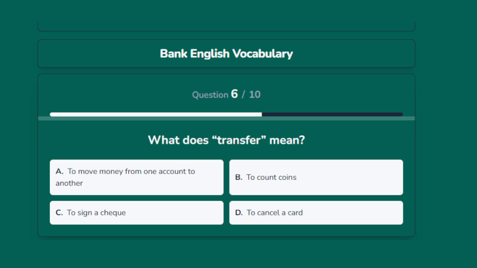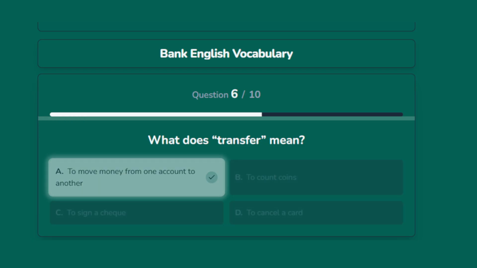What does transfer mean? Options are A. To move money from one account to another, B. To count coins, C. To sign a check, D. To cancel a card. The correct answer is to move money from one account to another.